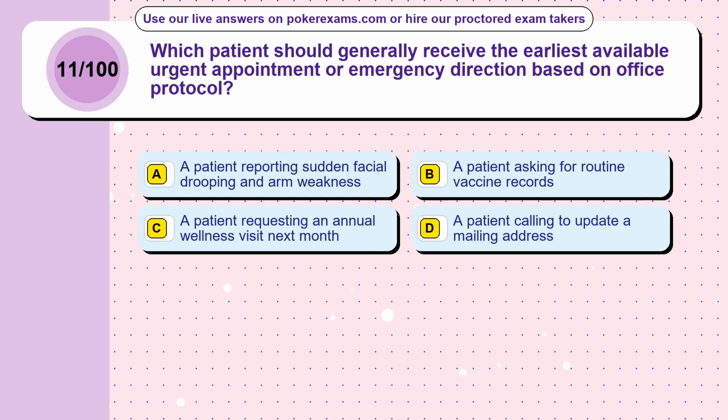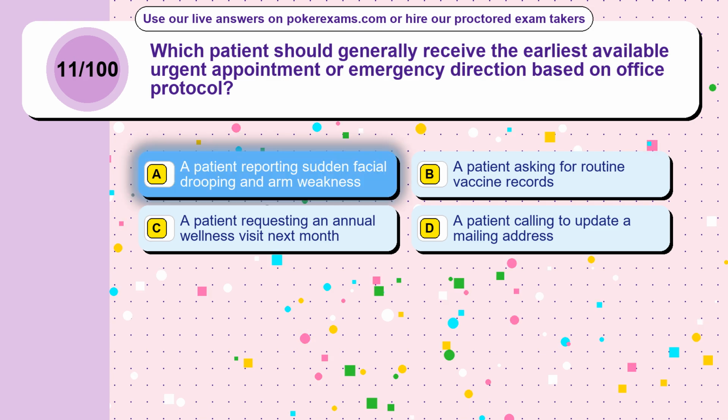Question 11. Which patient should generally receive the earliest available urgent appointment or emergency direction based on office protocol? Option A. A patient reporting sudden facial drooping and arm weakness. Option B. A patient asking for routine vaccine records. Option C. A patient requesting an annual wellness visit next month. Option D. A patient calling to update a mailing address.